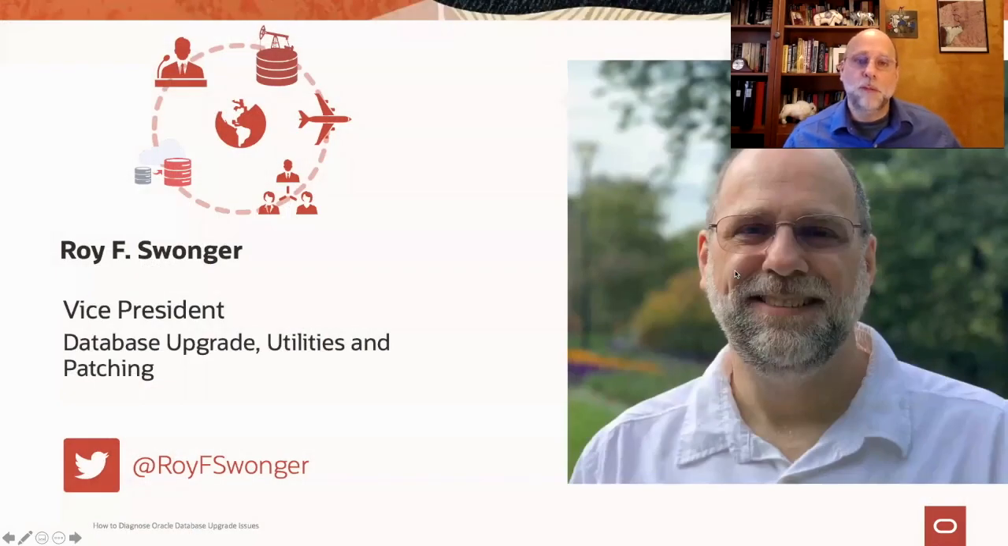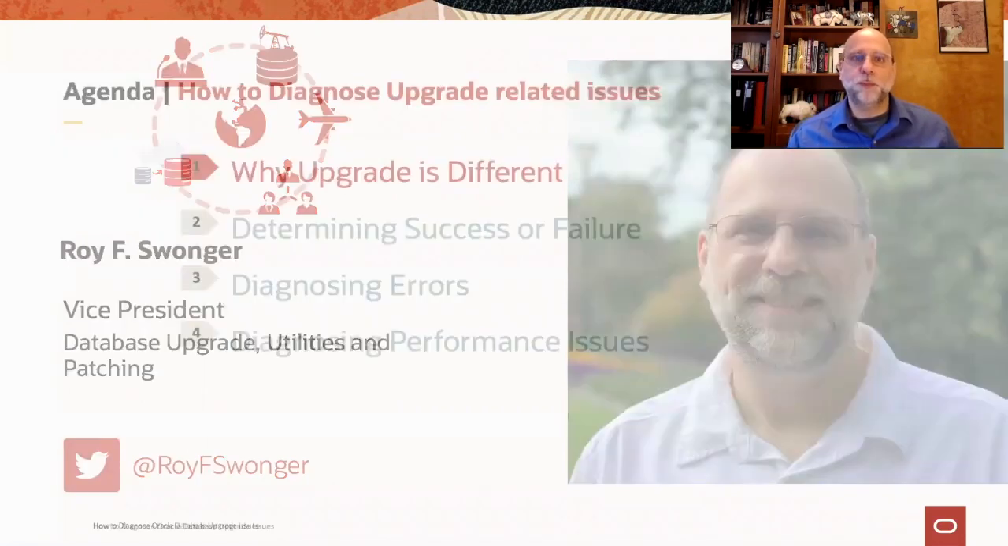My name is Roy Swonger, and I'm Vice President for Database Upgrade, Utilities, and Patching at Oracle. And that means that my groups are responsible for creating the database upgrade scripts. Auto Upgrade is our most recent creation. Also, utilities like Data Pump, SQL Loader, Transportable Tablespaces, the Metadata API. And we are now also responsible for Data Patch, the utility that applies SQL changes to the database after you've used OPatch to patch your Oracle home.